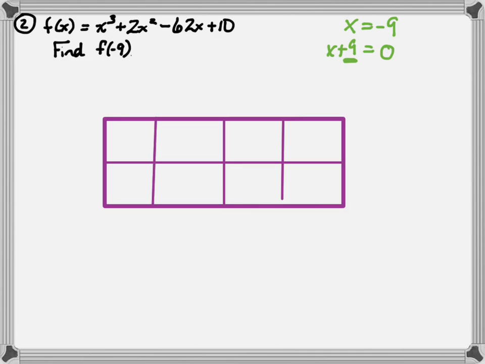That 9 is sometimes referred to as a lowercase a. This right here is sometimes referred to as lowercase a. That is often the symbol they'll use to represent it. So we're going to take x plus 9 and put it on the side. x cubed goes in that first box. Work through this and see what you come up with for the remainder.